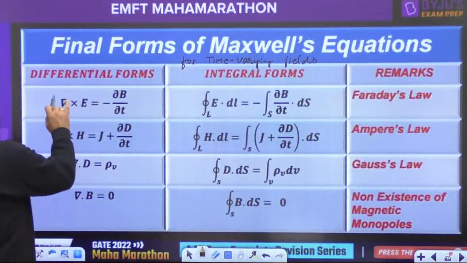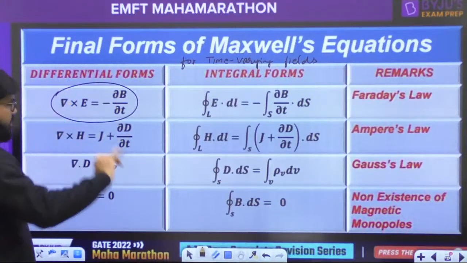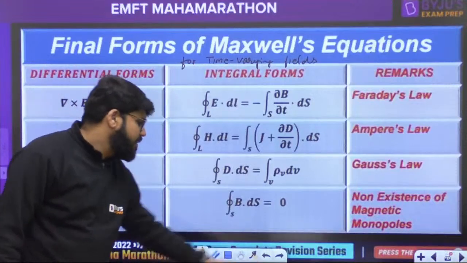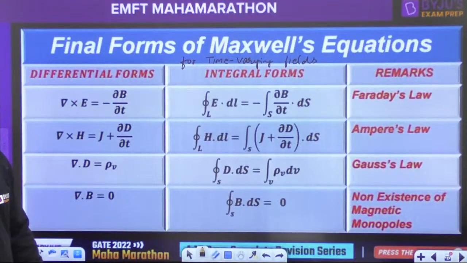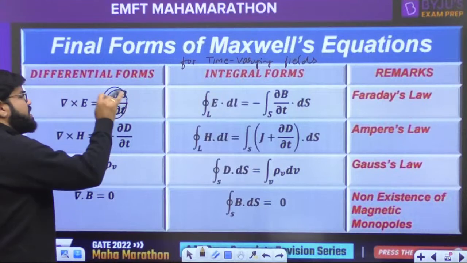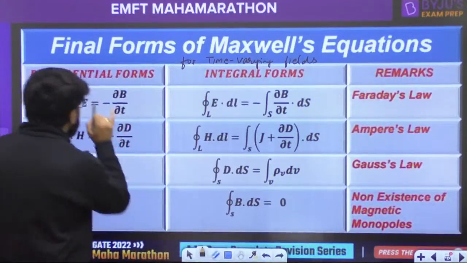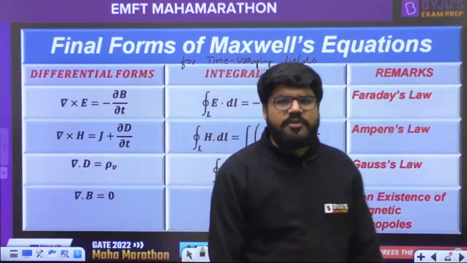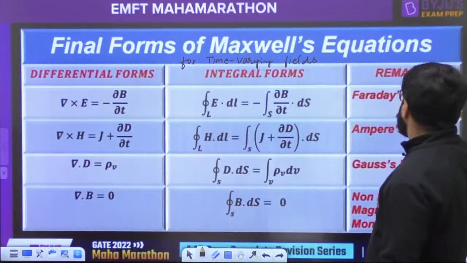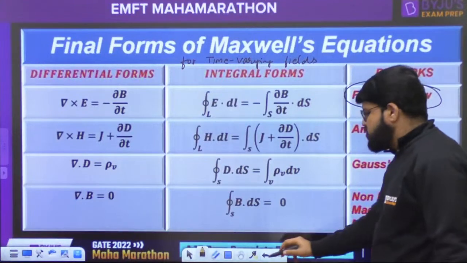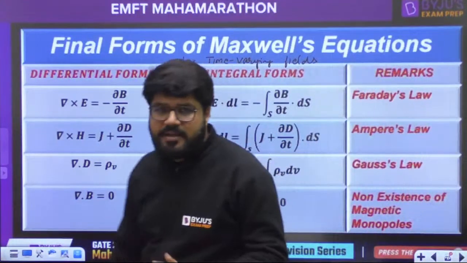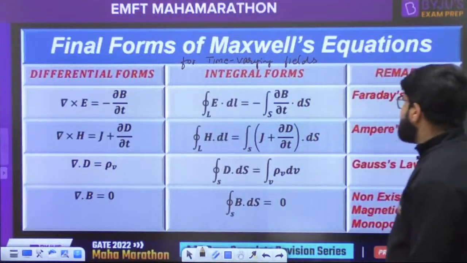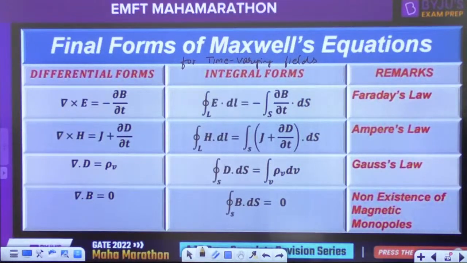So del cross E is equal to minus del B by del T. Del cross E, which is actually 0 for static fields, is not equal to 0 here. For time varying fields, del cross E is given by minus del B by del T, coming from Faraday's law of electromagnetic induction. We are not deriving it, but you can take this one. Del cross E equal to minus del B by del T.